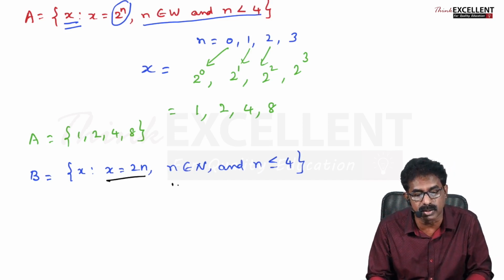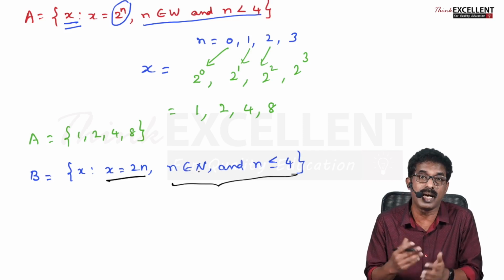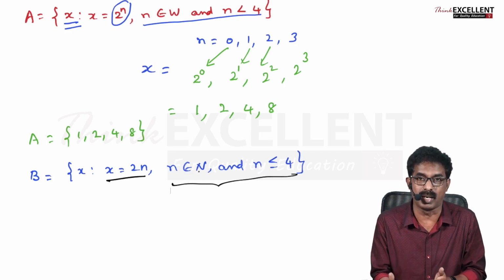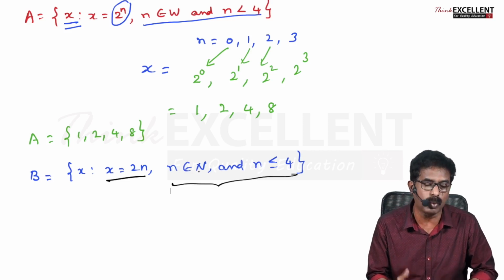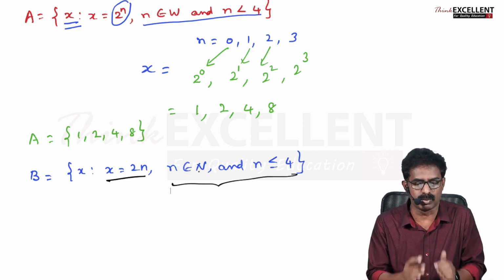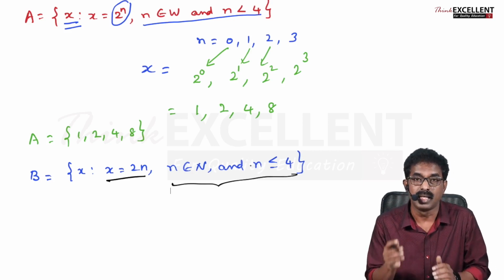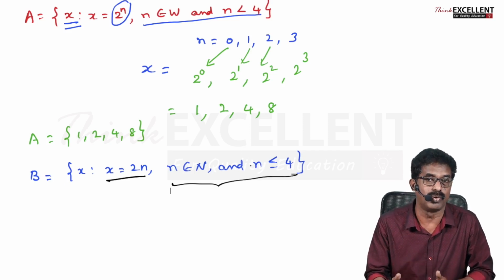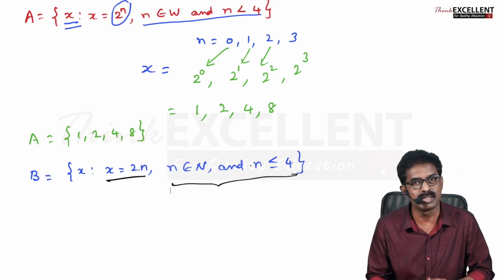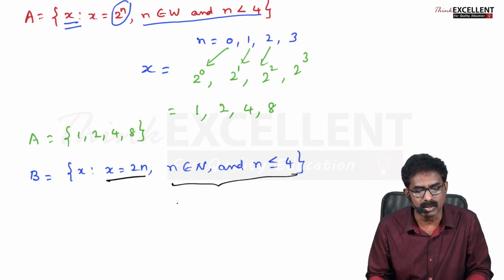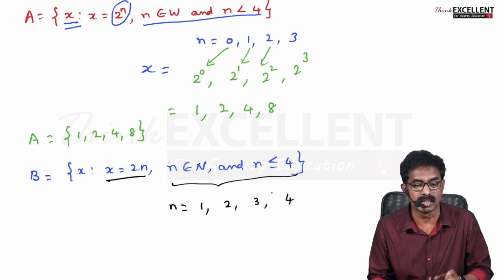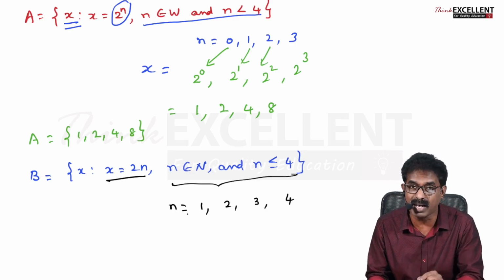Okay, so now let us see here. n, this is what you have to see. n belongs to N. Capital N is natural numbers. In the previous one, it was whole numbers starting with 0. Natural numbers start with 1. So n is a natural number starting with 1. And one more condition, less than or equal to 4. So up to 4 you take. So the natural numbers less than or equal to 4 are 1, 2, 3, 4. Hope you understood. Okay, these are the n values.